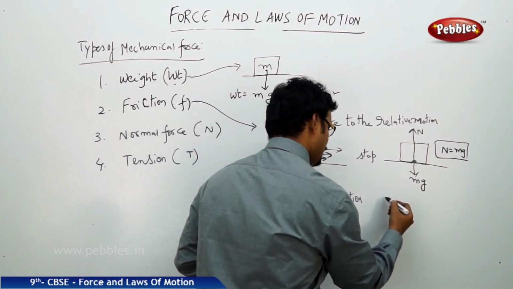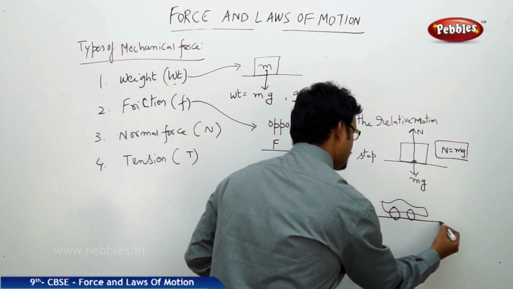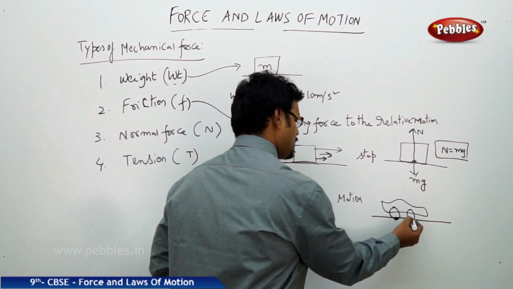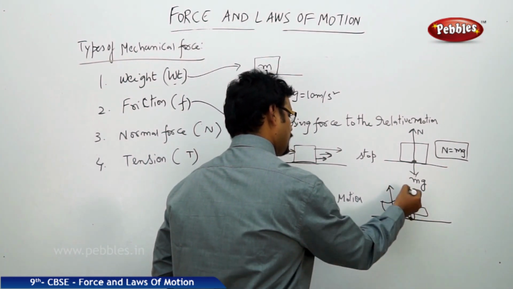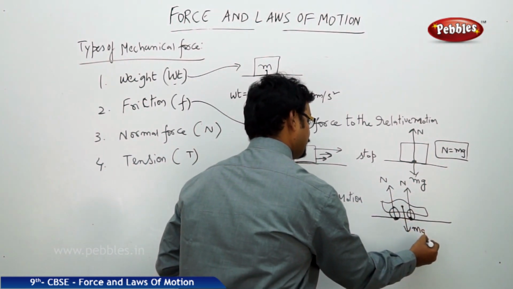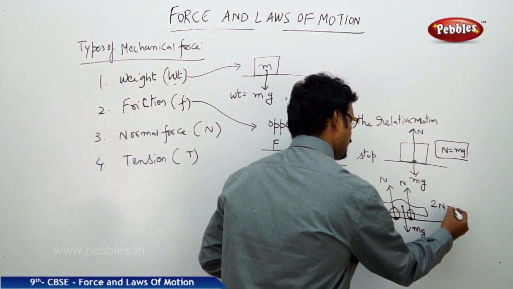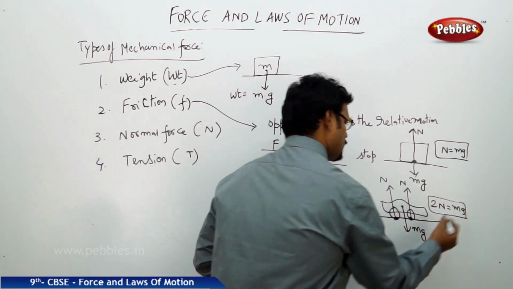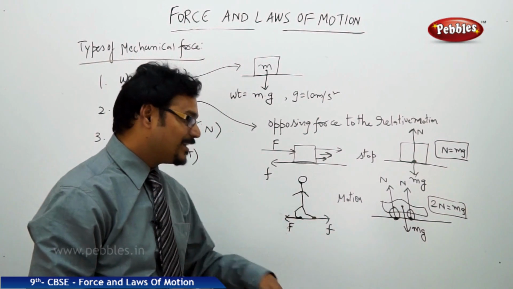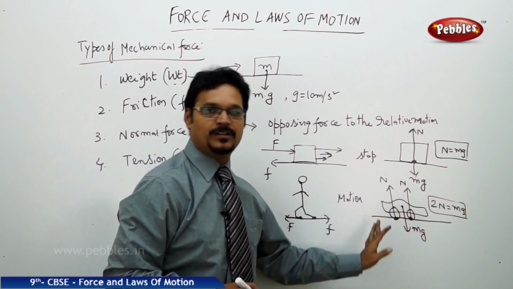Now take one more example, a car having two wheels. In this case, you have two points of contact, one here and one here. So this is normal, this is normal, and weight acts downwards, mg. So in this case, N plus N, 2N, equals mg. So two normal forces are balancing the weight of the car so that it doesn't go into the ground. In that way, normal force always acts at the point of contact in the vertically upward direction.